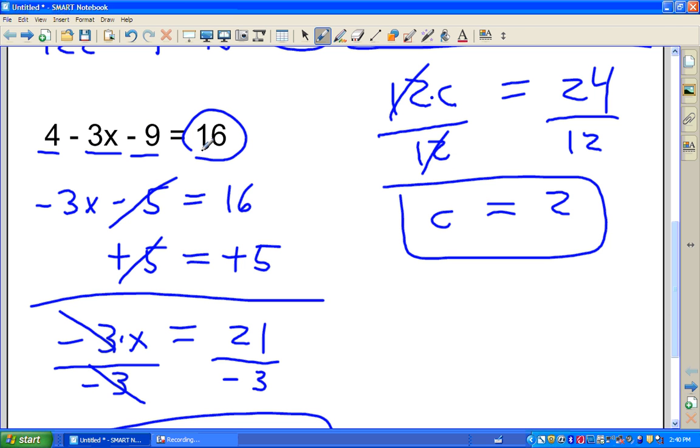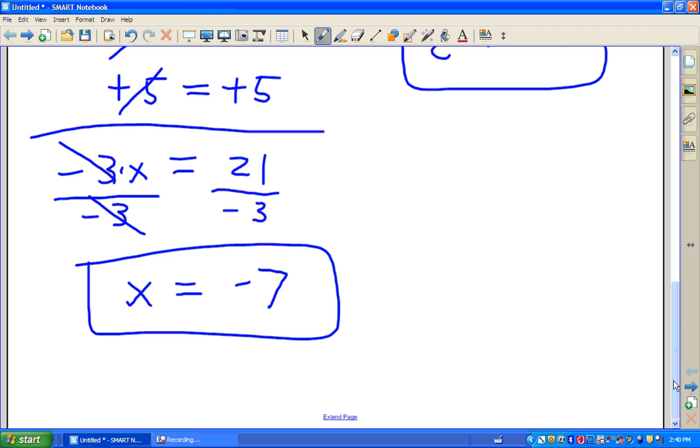There you go. Okay, so that's how you do some multiple step equations there. Hope that helps.